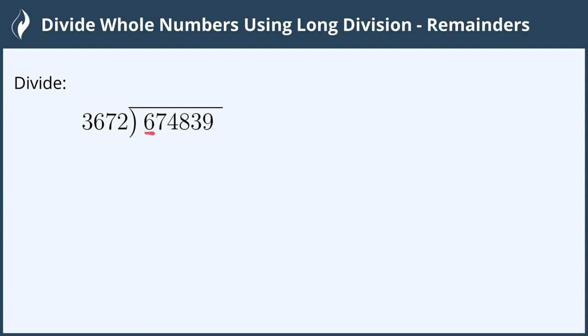3,672 will not go into the first digit, so we expand it to the second digit. Will 3,672 go into 67? No. So we expand it to the third digit. Will 3,672 go into 674? And it won't. So we go one more digit.